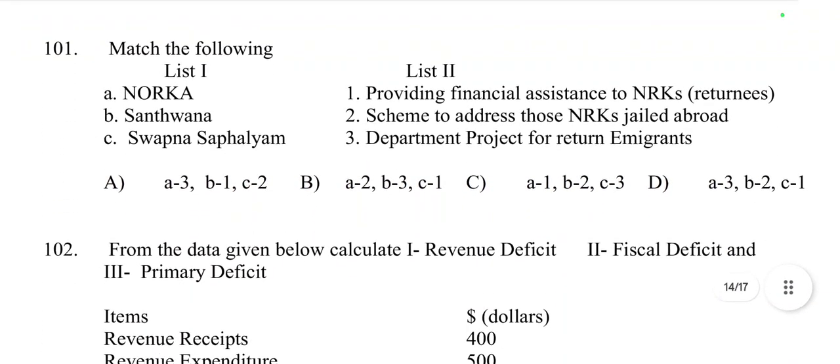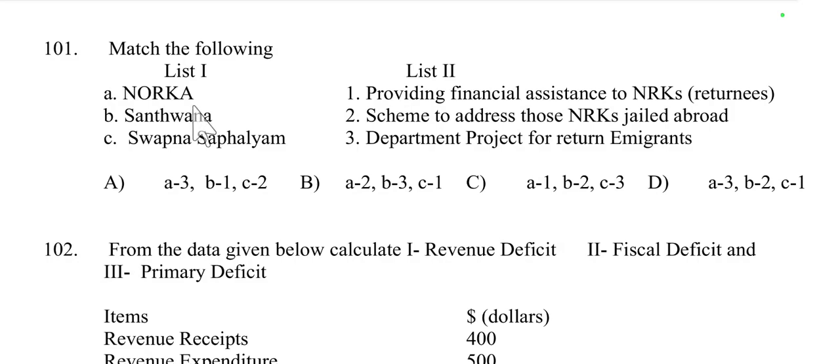Then question number 101, list 1, list 2: NORKA, Santhavana, Swapna, Safalyam. So NORKA means Non-Resident Keralites Affairs. It is the department of the Kerala government that looks after the welfare and grievances of non-resident Keralites.